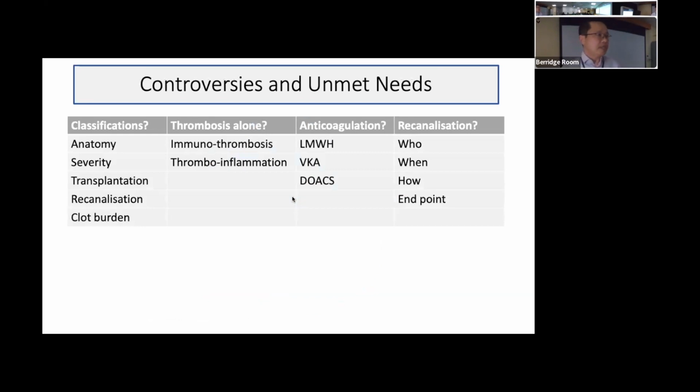There are a number of controversies related to portal vein thrombosis. Number one is the classification itself. So far, we've been using anatomical classification, but it's not essentially useful. In a lot of management criteria, do we also rely on the severity of the thrombosis? Do we just base it on whether the patient is for transplant or whether they are able to recanalize, and also the clot burden? So there's a lot of uncertainty along the classification itself.